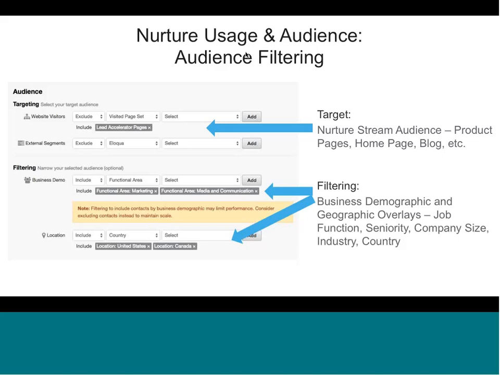So that's something to keep in mind when you are building out new streams or when you start to optimize. So are you going to narrow your audience too much by ANDing business demographics to your website visitors? And again, if you AND them, you can definitely narrow your scale very quickly. And so just going back to our nurturing usage, if you're well under your nurture usage, you're going to want to remove these filtering options.